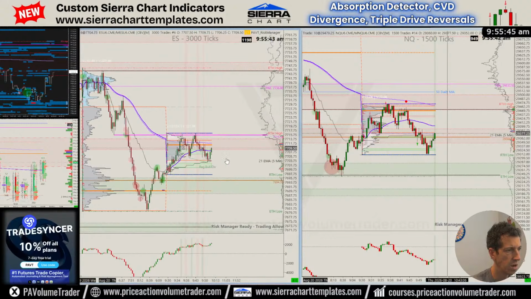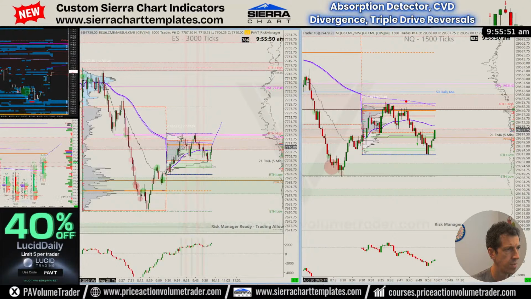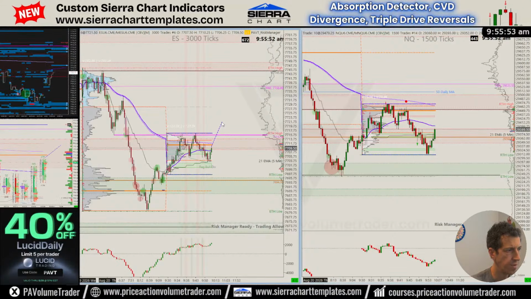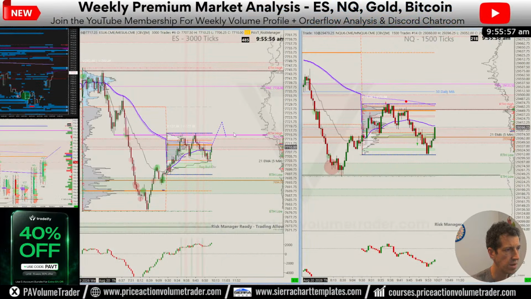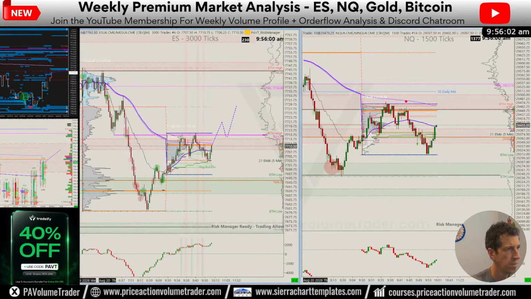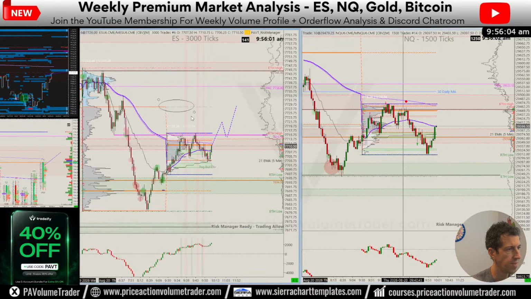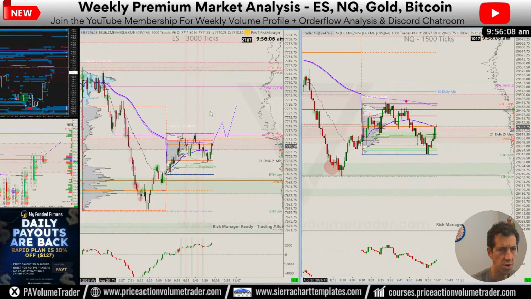To get long on ES here, I would like to see this break above this level and then just look for any kind of pullback into here, and then look to come up to like the value area high from the extended hours would be a good first target there.